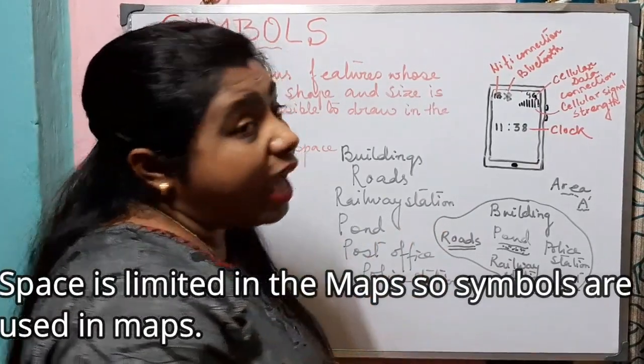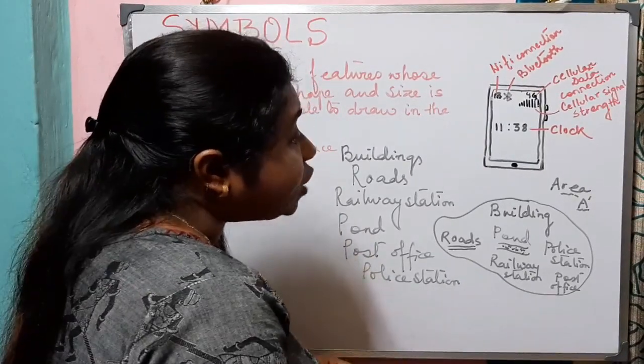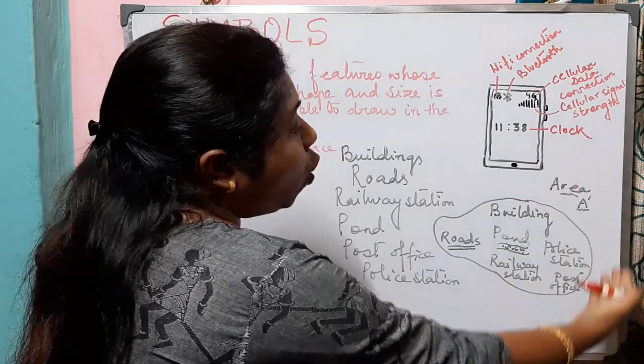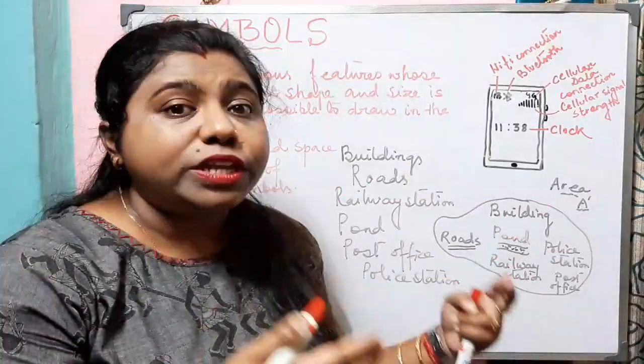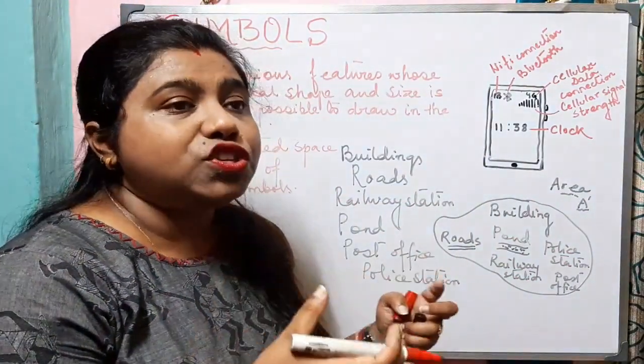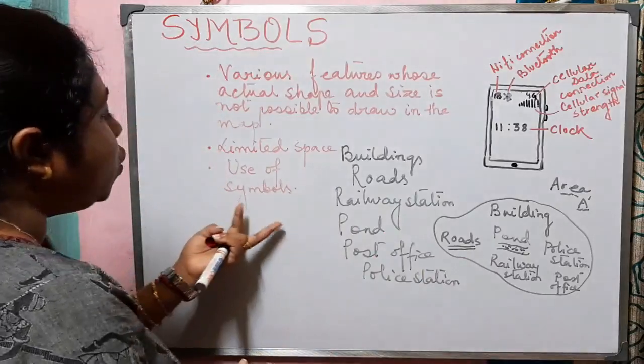And we could have used text instead of using symbols, but it would fill up the whole map with text, and it would become very confusing which place I'm supposed to go to, or where is a building, or where is a police station. So that is why we use symbols.